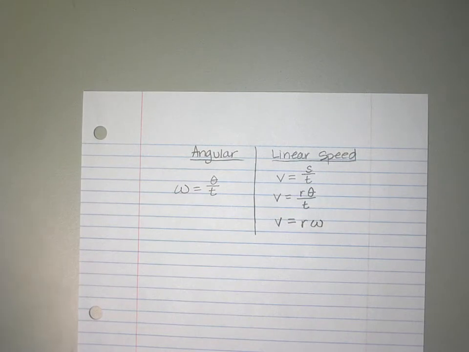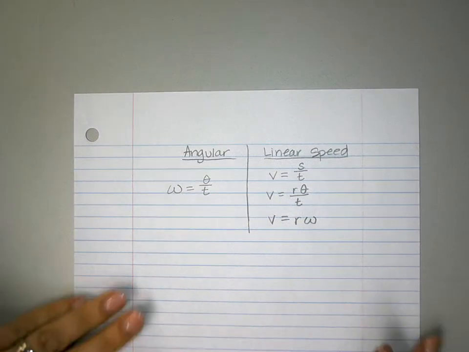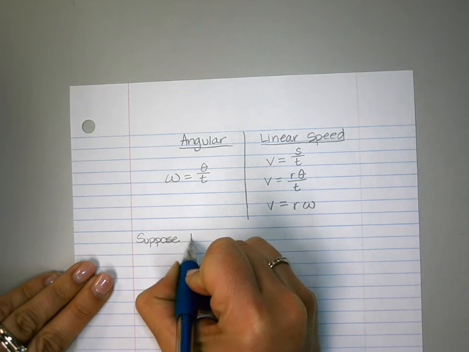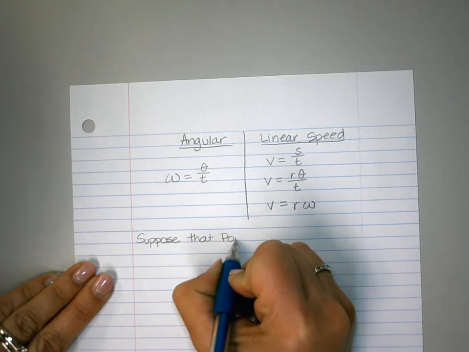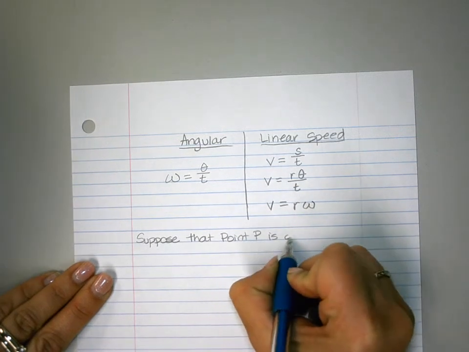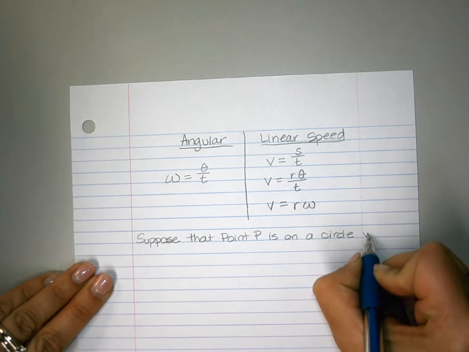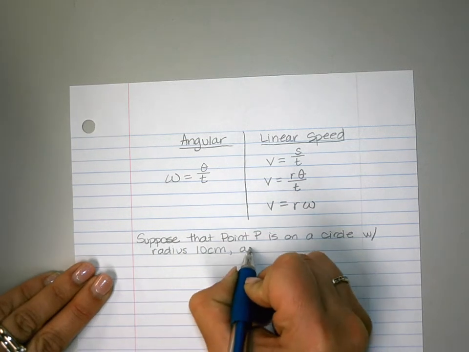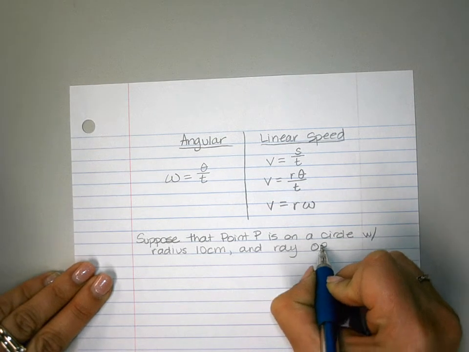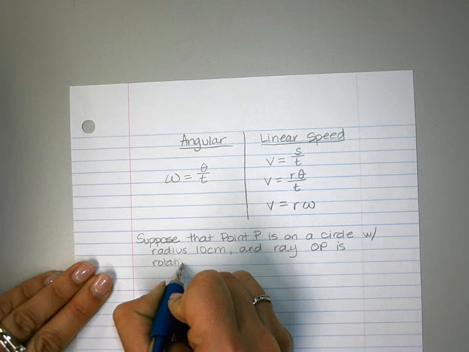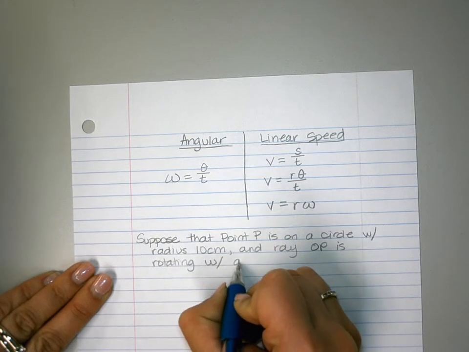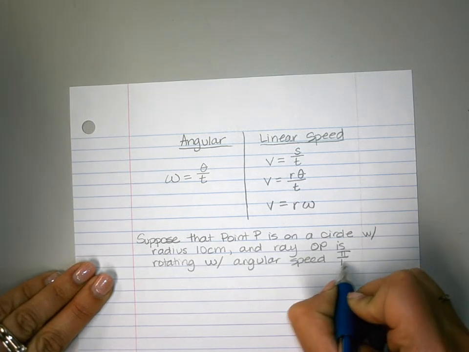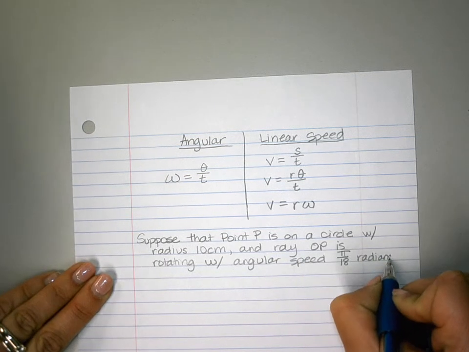So the first question says, maybe I'll just write this down: suppose that point P is on a circle with radius 10 centimeters, and ray OP is rotating with an angular speed of pi over 18 radians per second.